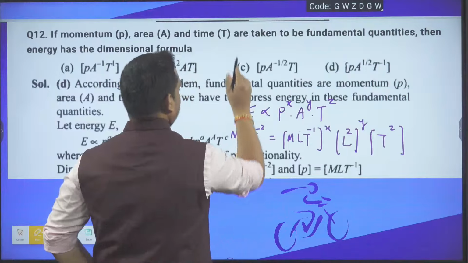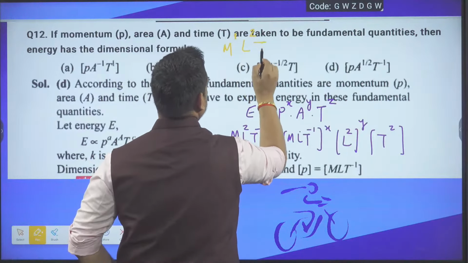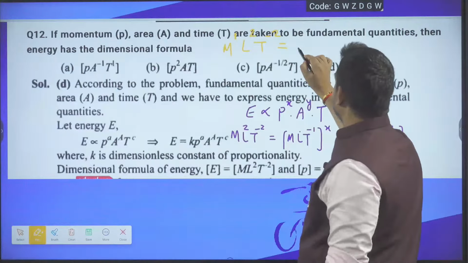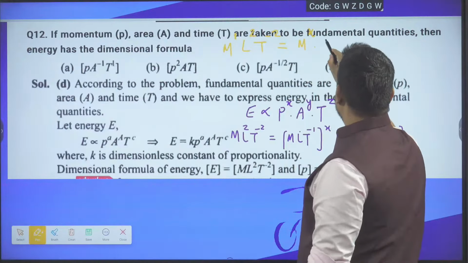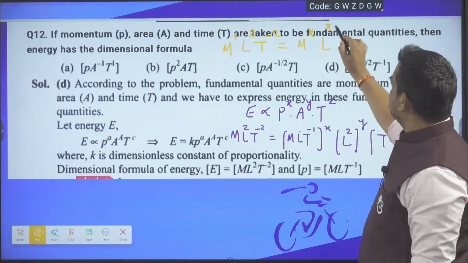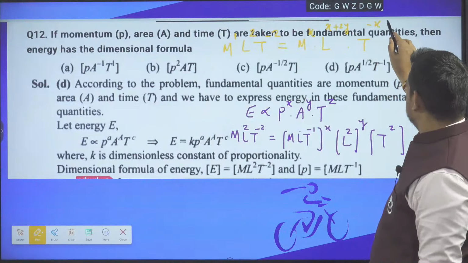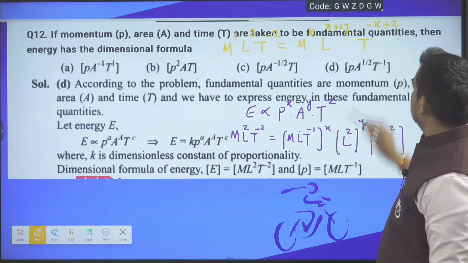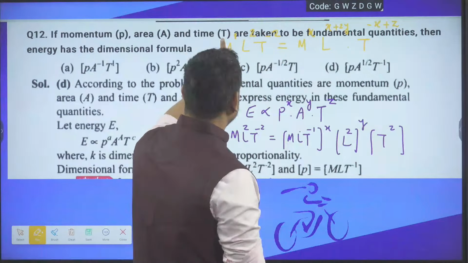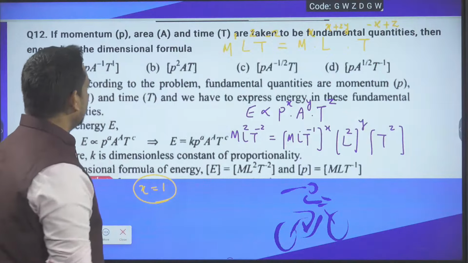I think it is better here. M power 1, L power 2, T power minus 2. On this side I will write M power X, L power X plus 2Y, and T power minus X plus Z. The X value you can find. X is the only exponent of M here, so X becomes 1.